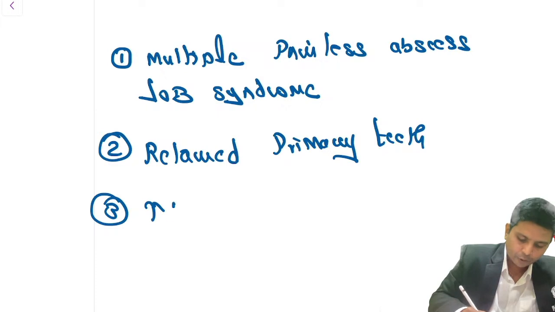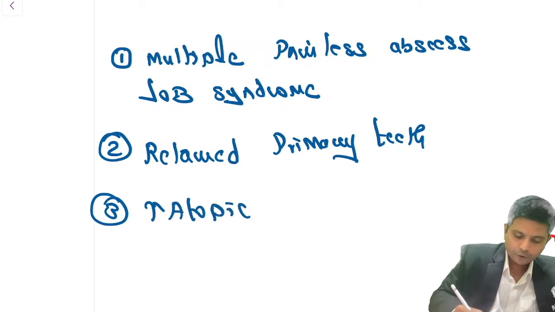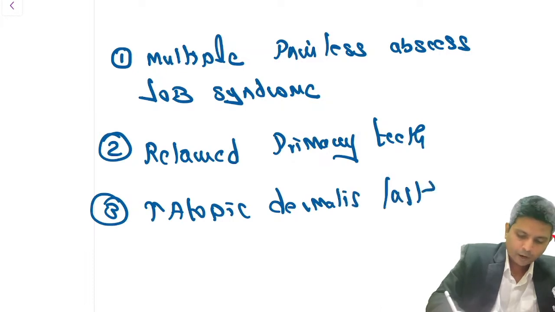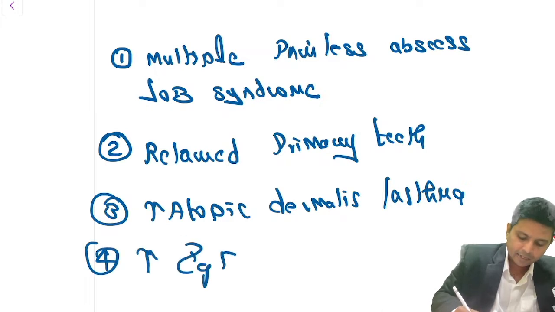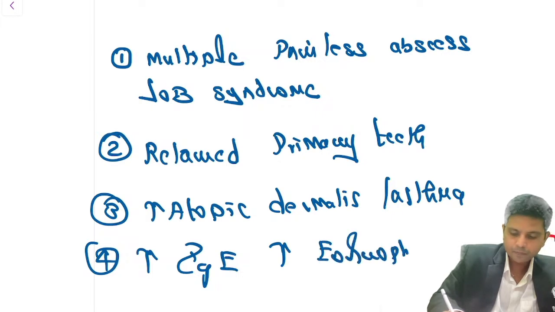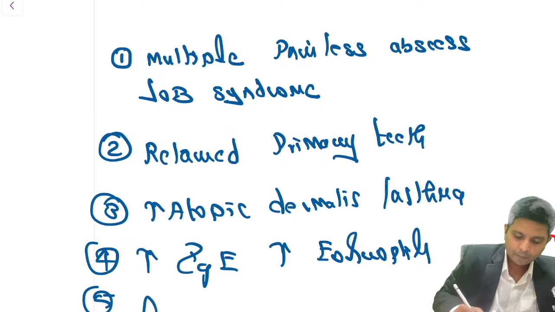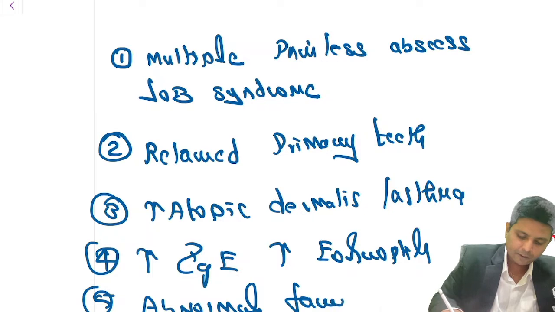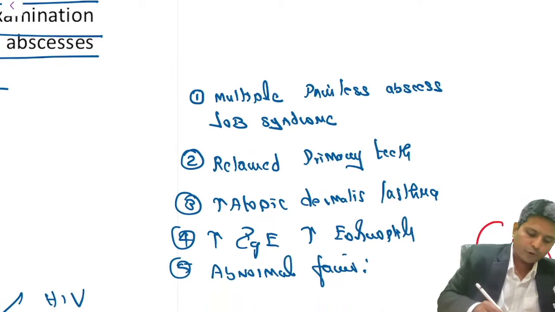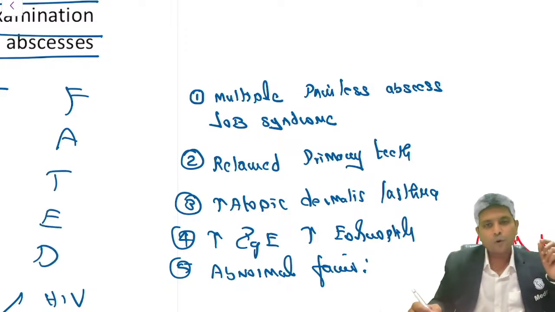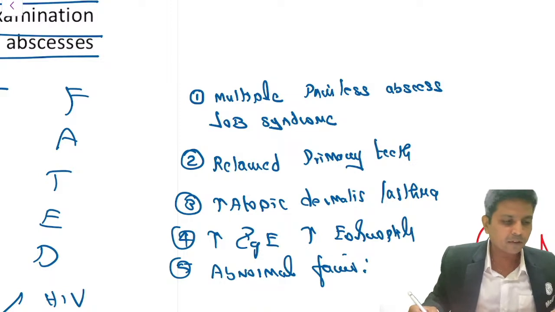Third, you have atopic dermatitis or asthma. Why? Because hyper IgE syndrome is characterized by elevated IgE and elevated eosinophils. And finally, abnormal faces. This we used to call FATED. The clue for hyper IgE syndrome is FATED.